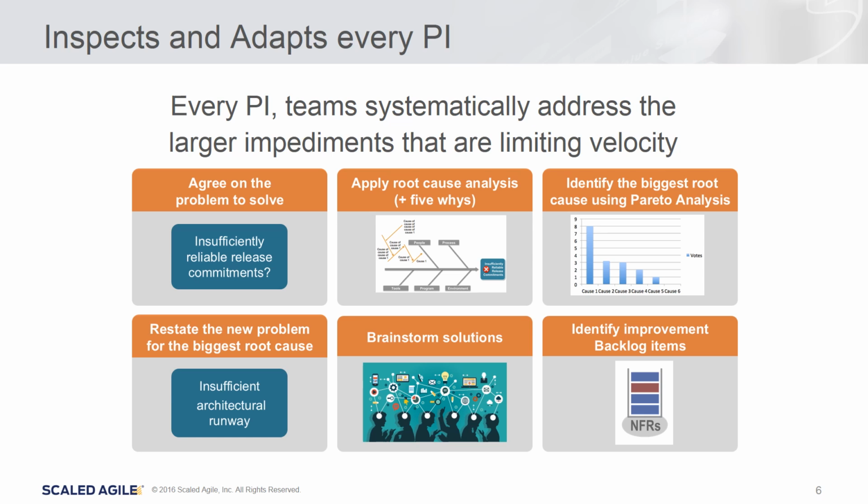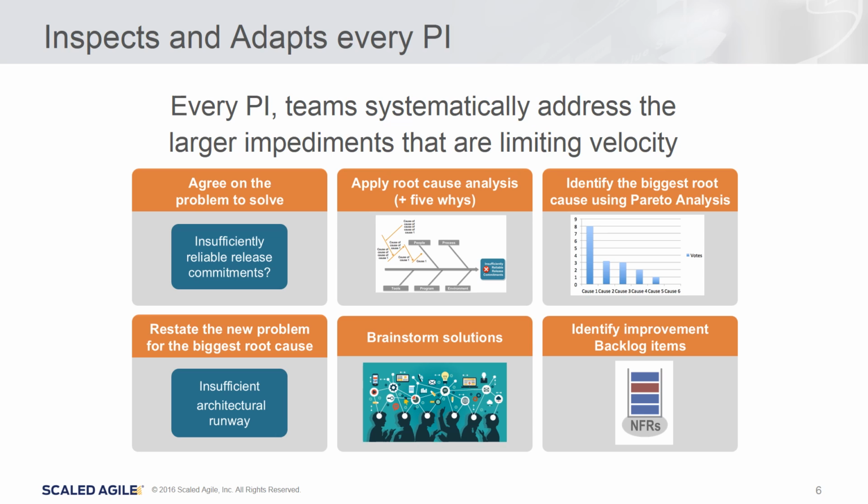Step 2, they apply root cause analysis. Step 3, they identify the biggest root cause using Pareto analysis, where often 20% of the causes is actually the root cause, bringing about 80% of the problem. In step 4, you restate that root cause now that you have truly honed in on the problem that must be solved. In step 5, if you're really close now, you can move directly to coming up with solutions.